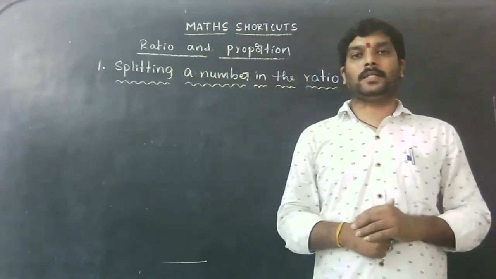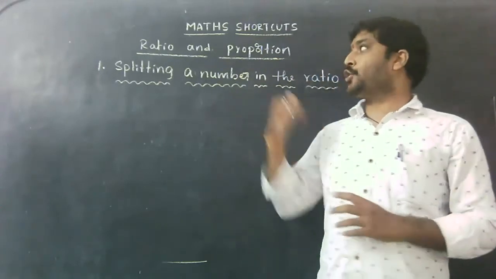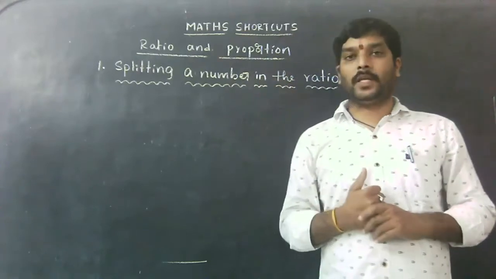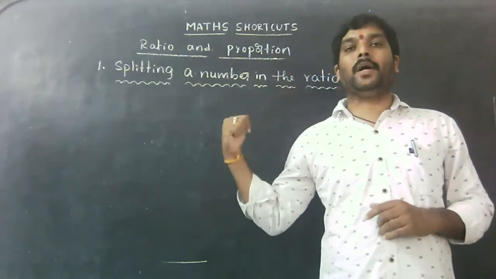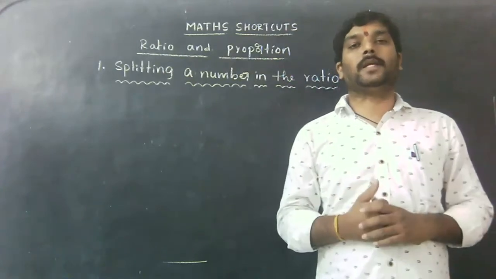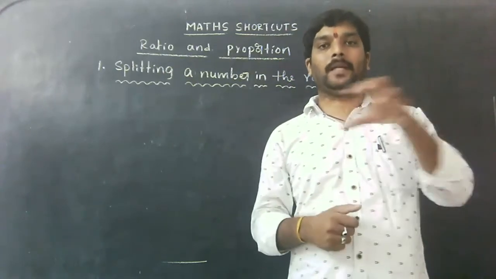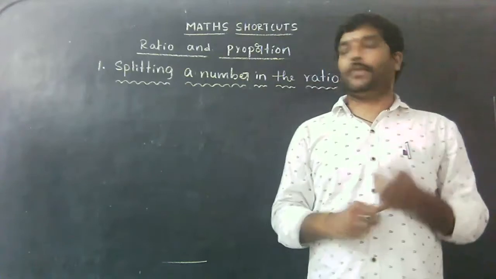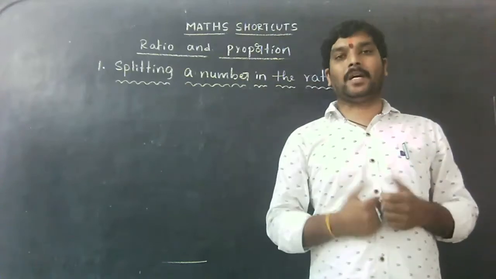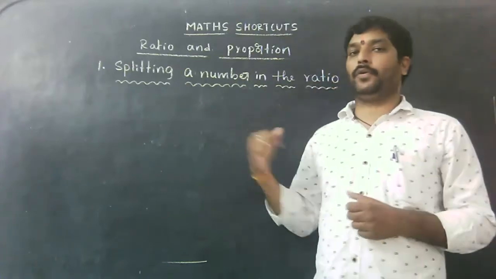First, math shortcuts, ratio and proportion. The first one is split a number in the ratio. How to split a number and how to find the parts of the number. So we have to give one example, and through the example we will do it.